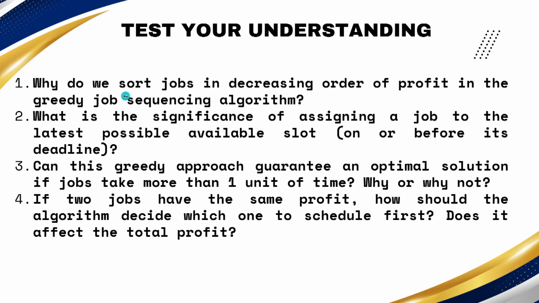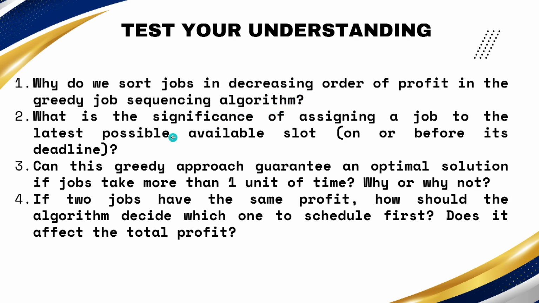So having learned the concept of job scheduling and task scheduling and how it could be solved with the greedy approach, now let us look at some questions to test our understanding of the concepts. So the first question is, why do we sort jobs in decreasing order of the profit in the greedy job sequencing algorithm? So here our objective is to maximize the profit. So we always make an attempt to take the job whose profit is more first, and that is the reason why we do this ordering.